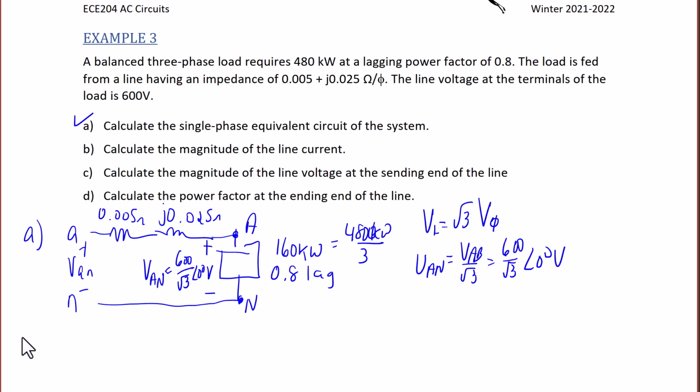The total power, recall, is going to be 3 times the phase power. And the phase power then would be 480 kilowatts divided by 3, which is where we get the 160 kilowatts from.